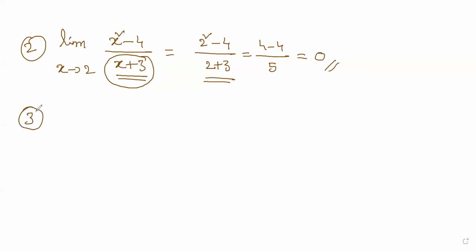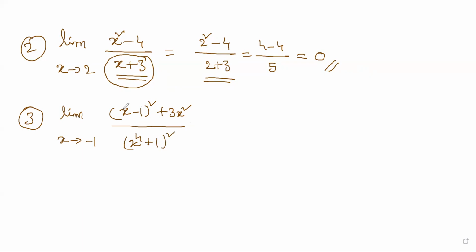Now let's move on to another one. The next one: limit x tends to -1, x minus 1 whole square plus 3x square, whole divided by x power 4 plus 1 whole square.